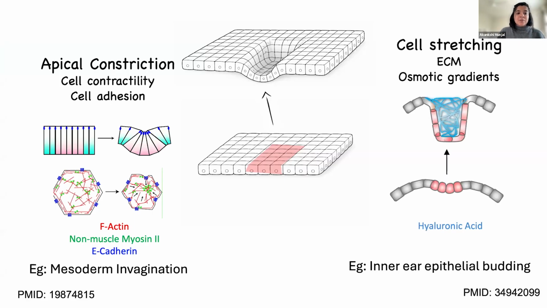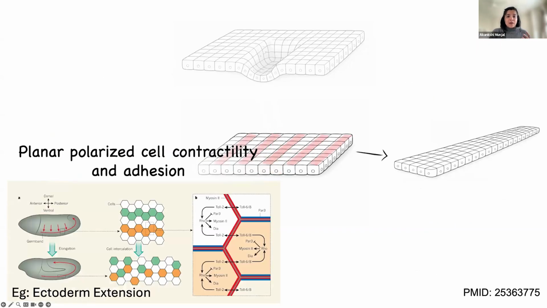In another example, very different from using contractility, you can deposit a specialized extracellular matrix that's rich in a component, hyaluronic acid, that can osmotically swell. And that can cause the overlying cells to stretch and bend or bud, depending on how many cells are synthesizing this matrix.